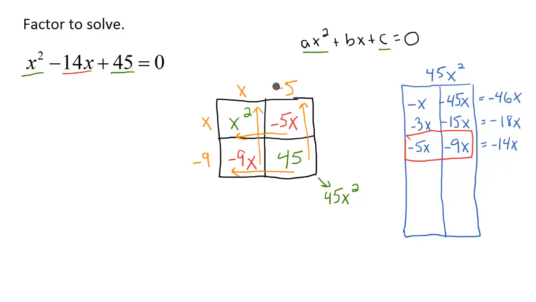So then I have my factors. One binomial is going to be x minus 5. And then the other binomial is here, which is x minus 9.